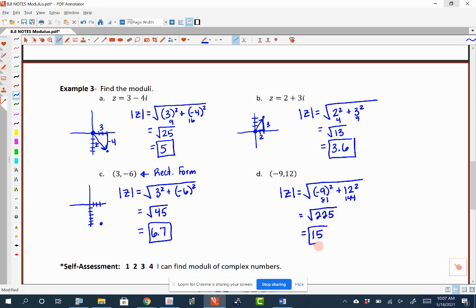All right, so today's assignment, we're going to practice graphing on this complex plane and going between these 2 forms of rectangular, and go ahead and self-assess, and good luck on your assignment.